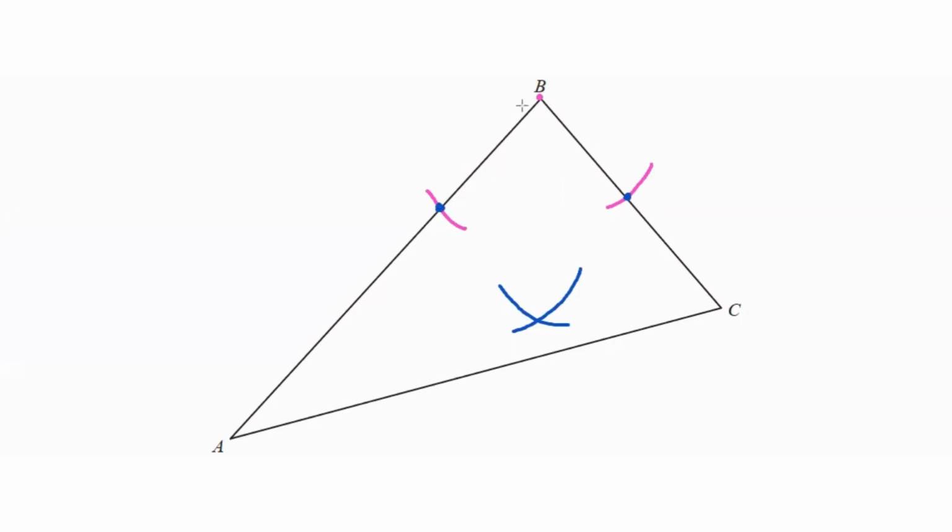So once you've drawn those 2 arcs, we're going to connect point B to the intersection of these 2 arcs. And this will be your angle bisector. So basically, this angle will be equal to this angle. And together, the total angle B would be double of this orange angle or this orange angle. That would show that this is your angle bisector.